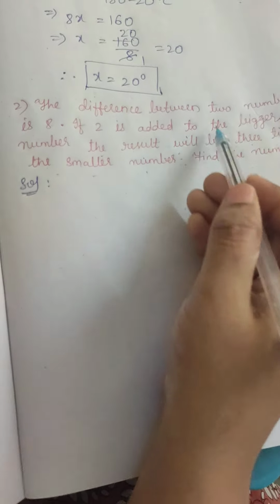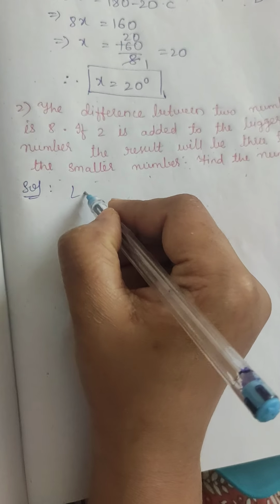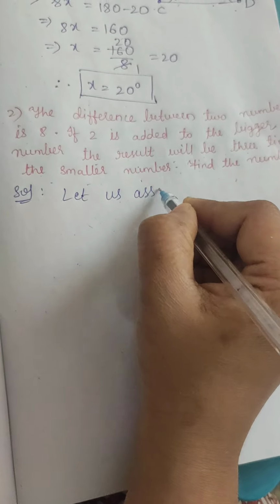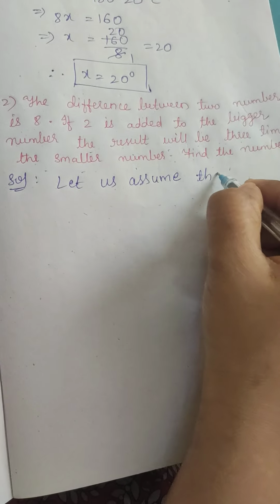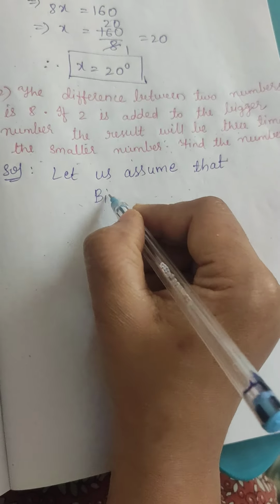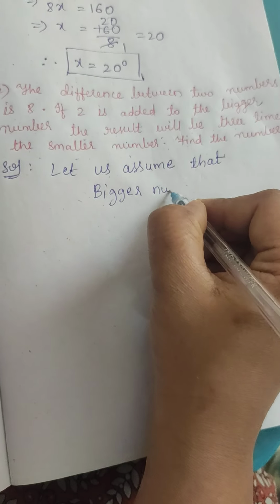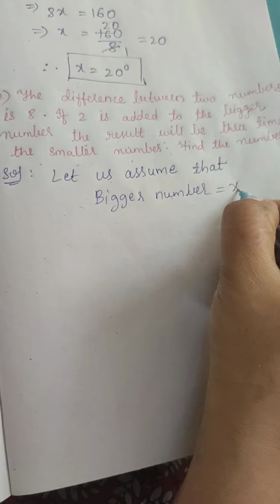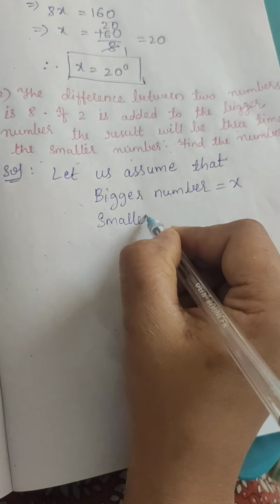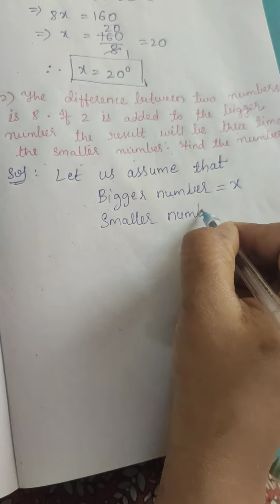First we will write down what is given in the question. Okay, first let us assume that bigger number is equal to x and smaller number is equal to y. Okay, let us assume that bigger number is x and smaller number is y, and given that difference between two numbers is 8. Okay, difference, this is given, difference between two numbers is 8.